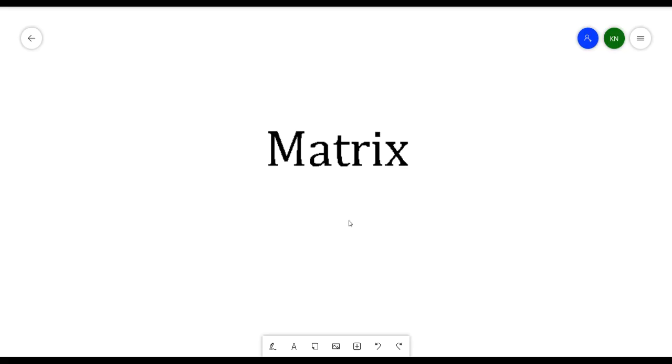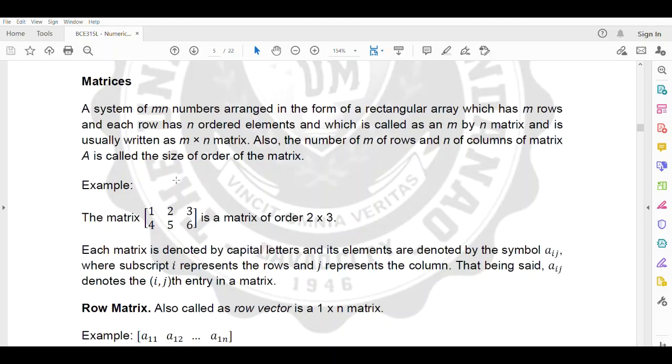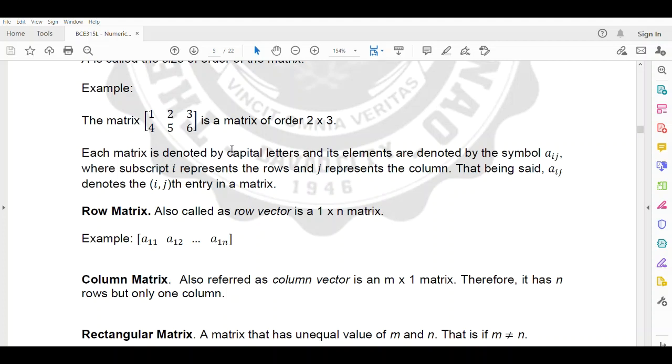Hello everyone, so in this video we will be discussing matrix. A matrix is a rectangular array of numbers which refers to the rows and the columns. So from your SIM or self-instructional manual, there were other types of matrices discussed. The first one is the row matrix.